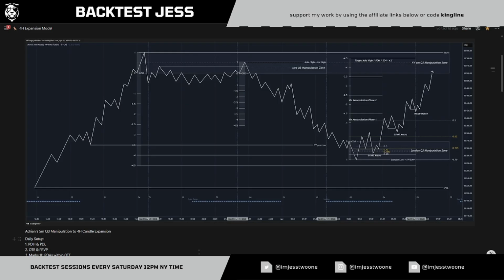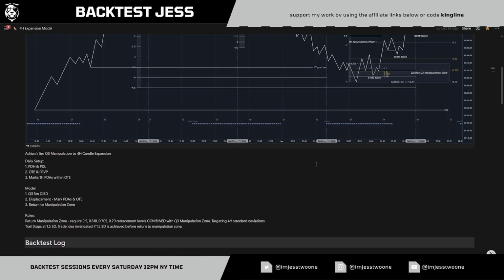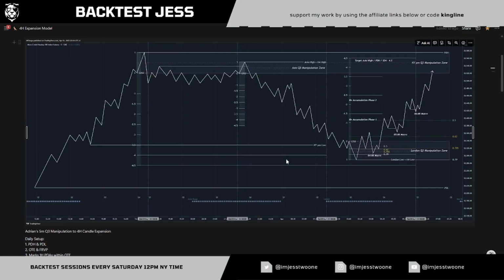Basically it provides context for how we're looking for the daily candle to expand. That gives us clues onto which way the 4-hour candles will expand, and it gives us clues into which direction we're looking for the 5-minute change in state deliveries to occur. Basically, the expansion is going to happen in the opposite direction of the manipulation.